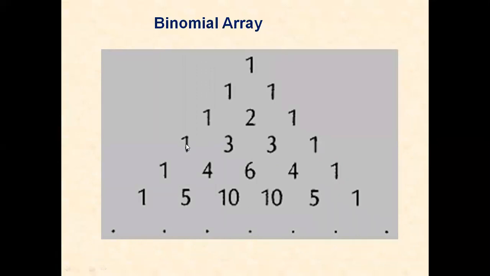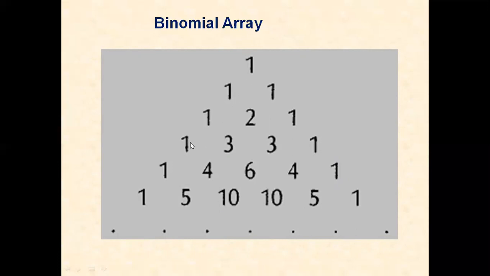And again, 3 plus 1 is 4. 3 plus 3 is 6. 3 plus 1 is 4, and place 1, 1 here. 4 plus 1 is 5. 6 plus 4 is 10. 4 plus 1 is 5, and place 1, 1 here, and so on. So we are arranging in the form of a Pascal triangle.